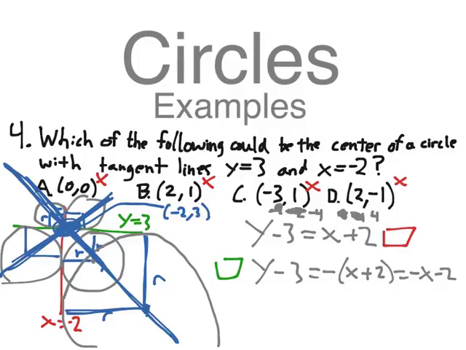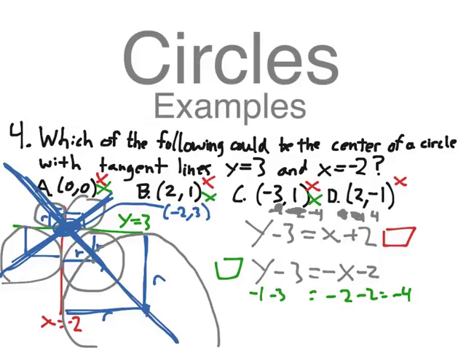If I try again using 0, 0, I get something that obviously doesn't work. So no. And then 2, 1, well, that gives me -4 has to be equal to -2. That's not true. -3, 1 means that 1 would have to be equal to -2. That's not true. And now in the case of 2, -1, well, if x is 2, I have -2 minus 2, or -4. And on the right, I have negative 1 minus 3, which is negative 4. So yay! The answer is D.